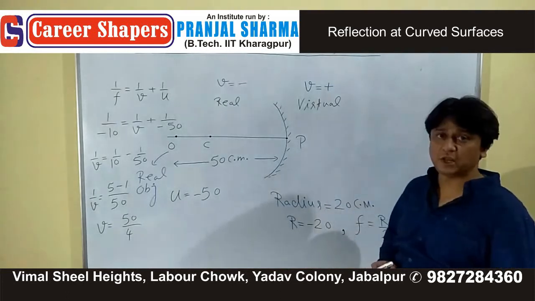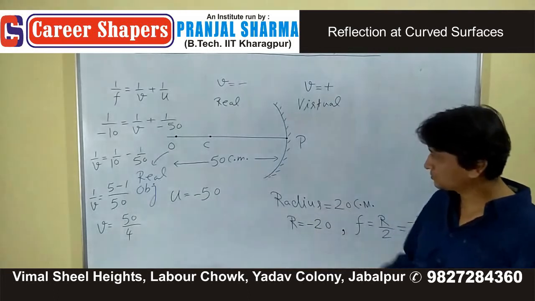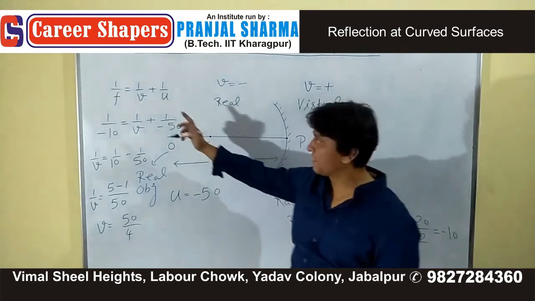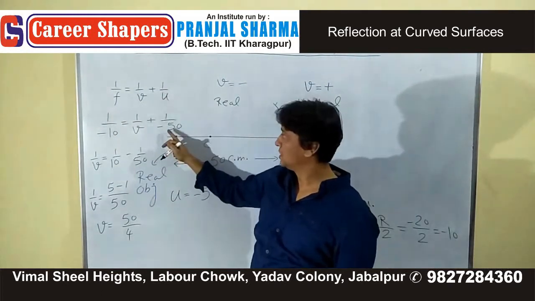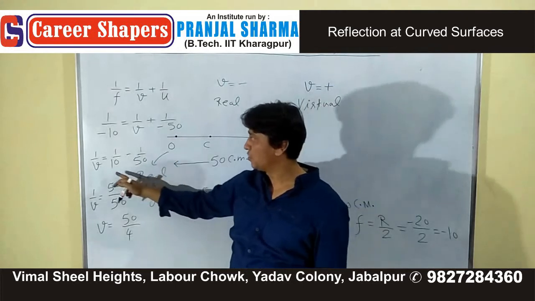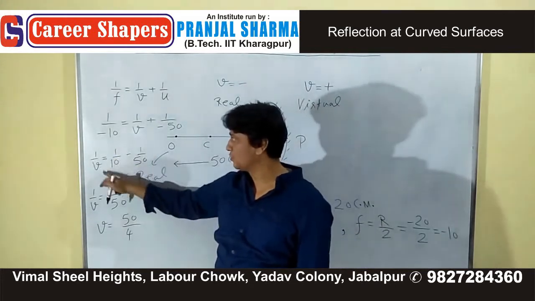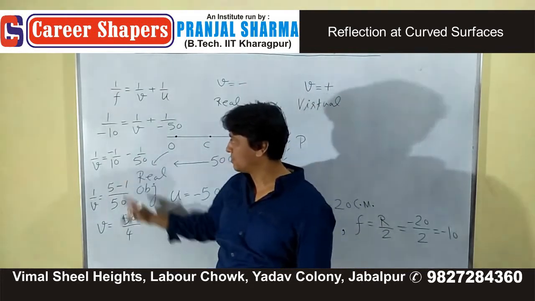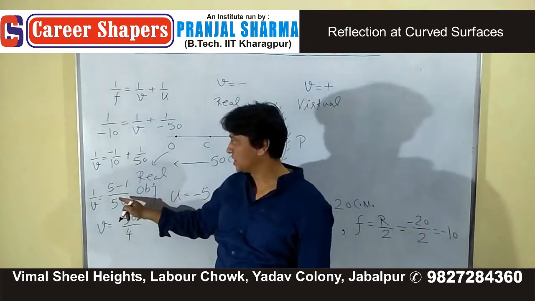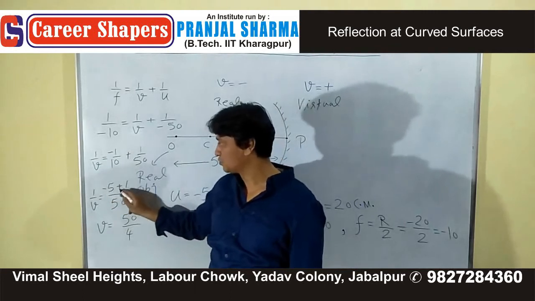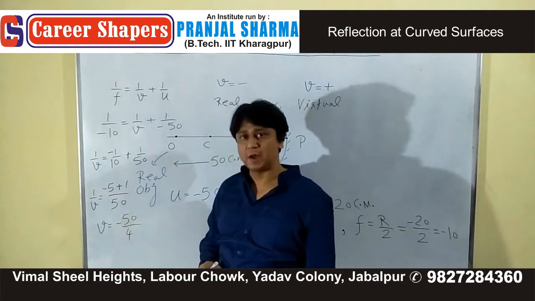V is coming what? 50 divided by 4. So this is 50 by 4. F with proper sign, V with proper sign, U with proper sign, and then we found 1 upon V. Just a silly mistake. 1 upon V is what? Minus of 1 by 10 plus 1 by 50. Make this correction. So this becomes what? Minus 5, and this becomes what? Plus 1. This becomes therefore minus of 50 by 4.